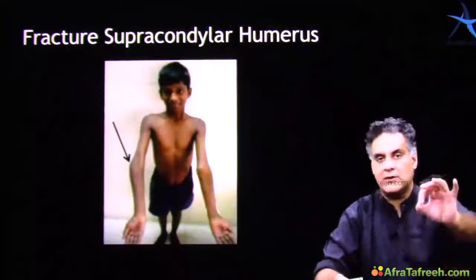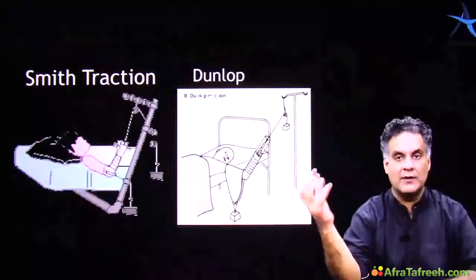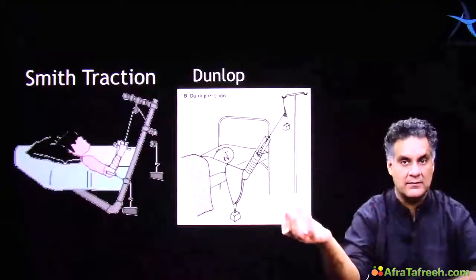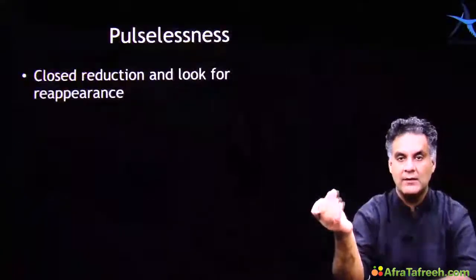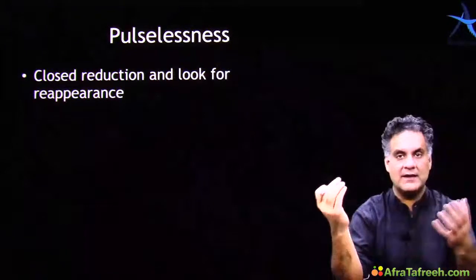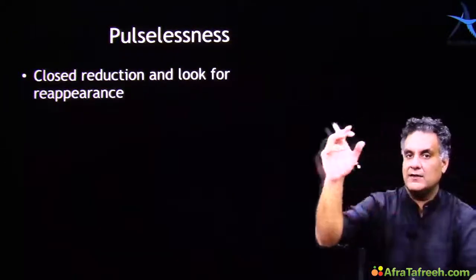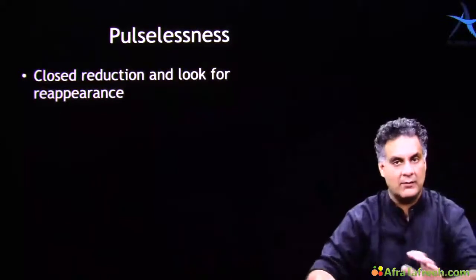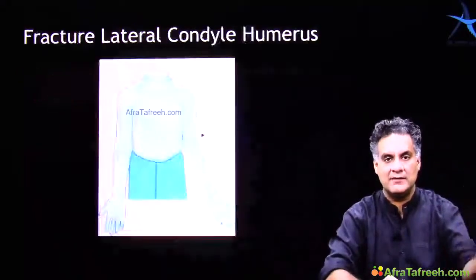Also remember, in supracondylar fracture humerus, you can have two tractions which were given in older times, called Smith traction or Dunlop traction. Nowadays you do closed reduction plus K-wire fixation, what we saw. And if there is damage to the artery in supracondylar humerus, the brachial artery, which is the commonest artery involved in upper limb, popliteal artery is the commonest artery involved overall in the body in trauma conditions. What will be the method? Close, reduce, and look for reappearance of the pulse.